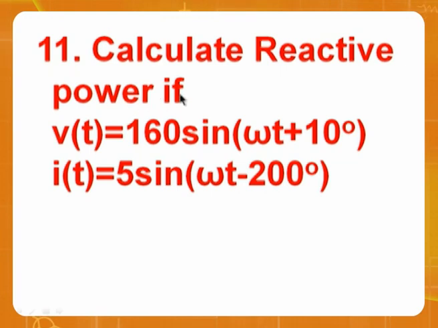Calculate reactive power if voltage is given by 160 sine(omega t plus 30), current is given by 5 sine(omega t minus 200). What am I saying? Look at here. Frequencies are same, and sine is also same. You can take only the phase angle. Look at the phase angle and multiply. And moreover, he is not asking the power or real power. He is asking reactive power. Reactive power means what? VI sine. So we need to take sine.